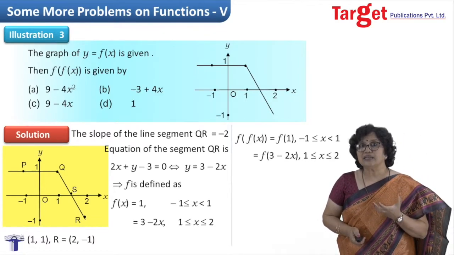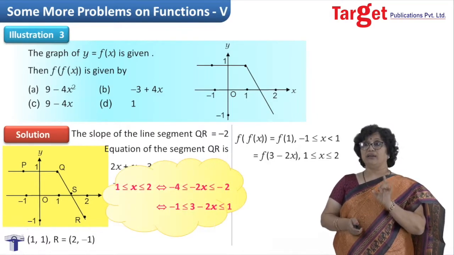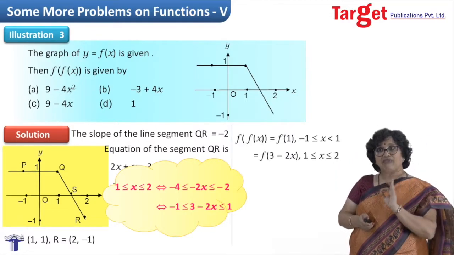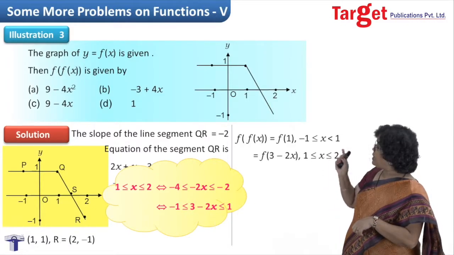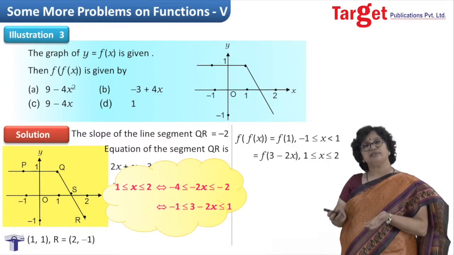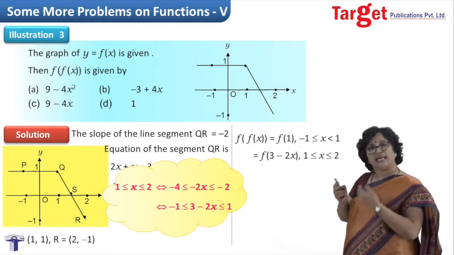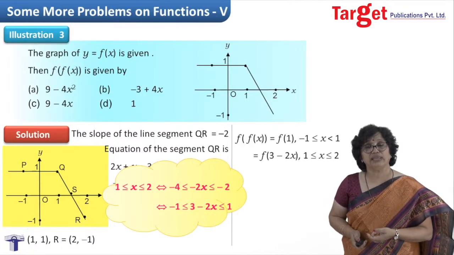Now understand this, that 3 minus 2x, where does it lie? That you will have to check whenever x is between 1 and 2. Now whenever x is between 1 and 2, you have to go towards 3 minus 2x. So multiply first by minus 2, the inequality sign would reverse, then add 3 on both sides, and then I get that 3 minus 2x lies between minus 1 and 1.